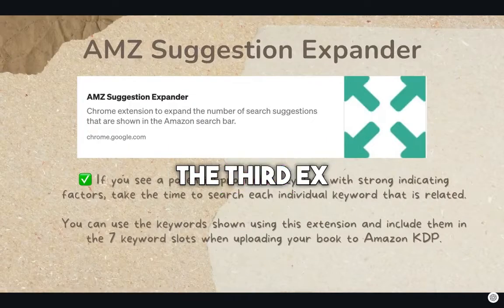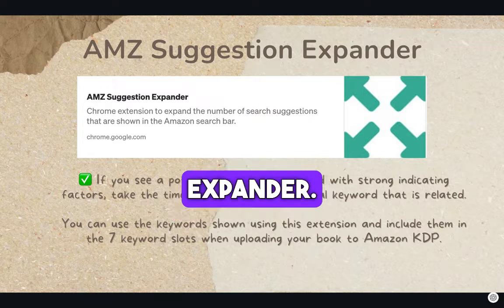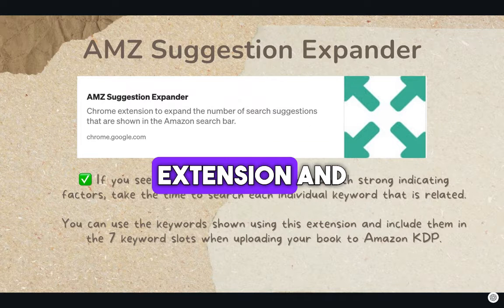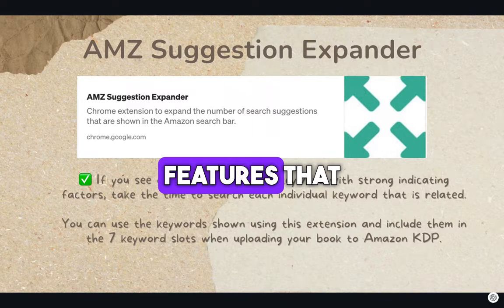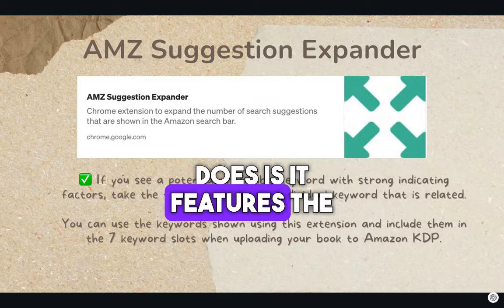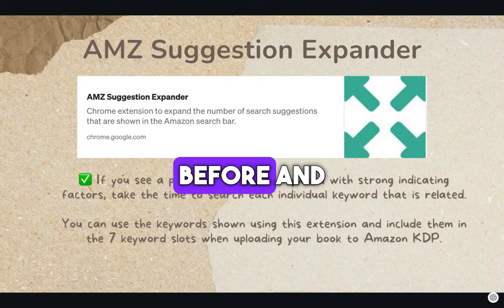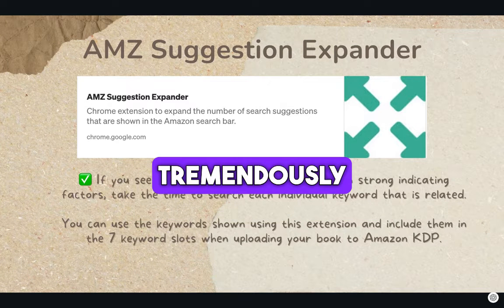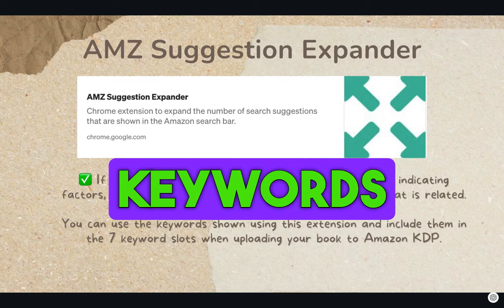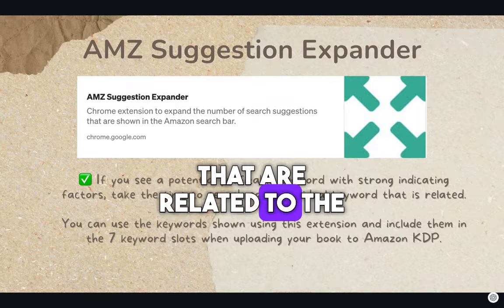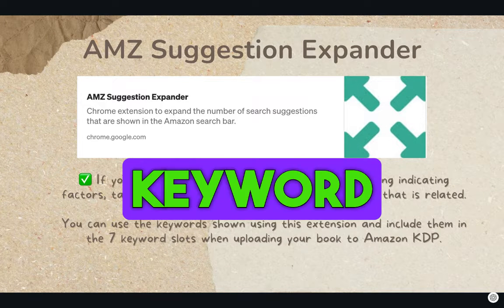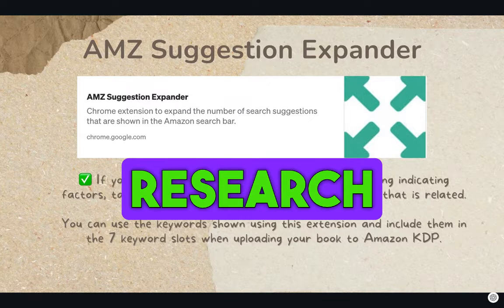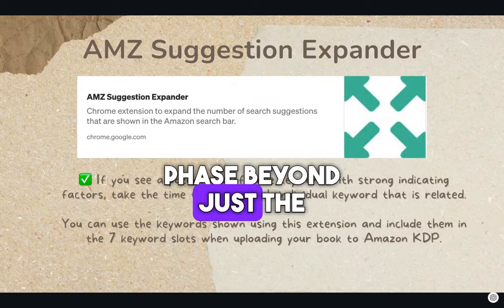The third extension is Amazon Suggestion Expander. Amazon Suggestion Expander is another really valuable Chrome extension, and what it does is it features the keywords that are searched before and after your primary keyword. And this has helped me tremendously in uncovering more profitable keywords that are related to the primary keyword. So basically, what it does is it expands the keyword research phase beyond just the primary keyword.